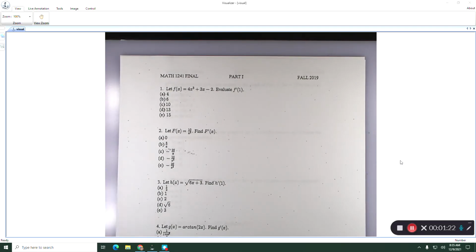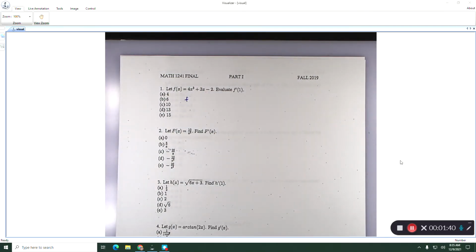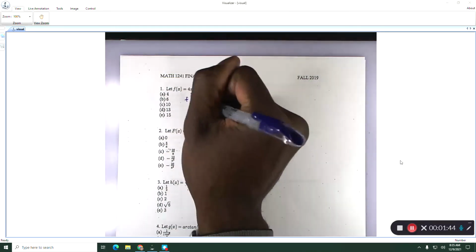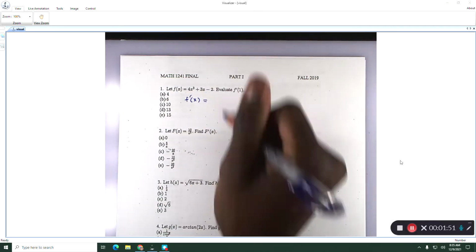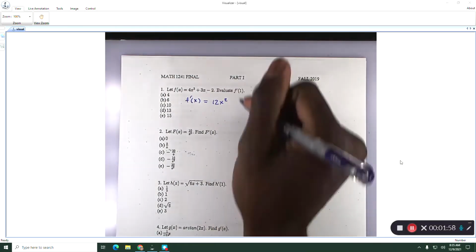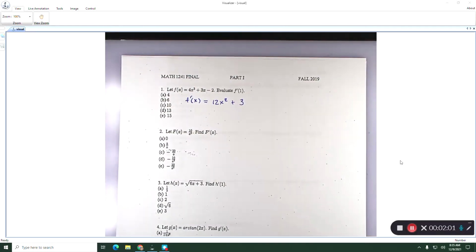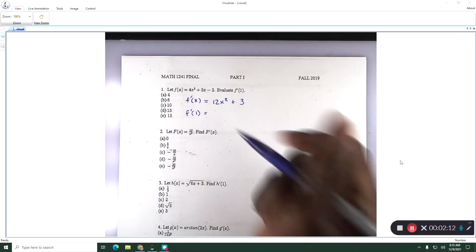Okay, cool. So, number one, it says let f of x equal 4x to the third power plus 3x minus 2. Evaluate f prime of 1. So essentially, we're going to find the derivative and then evaluate that where x equals 1. I'm not going to rewrite the function. I'm going to find the derivative. And this is a standard function. 12x squared, okay, plus 3. So I found the derivative of our function f of x, 12x squared plus 3. I'm now going to substitute 1 for x.